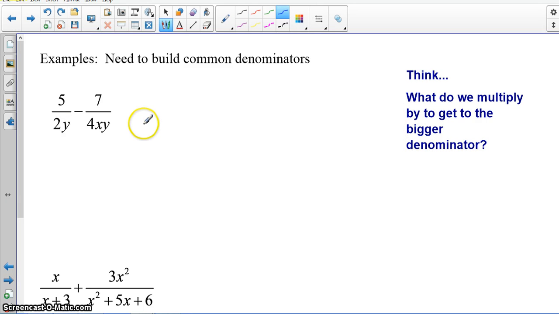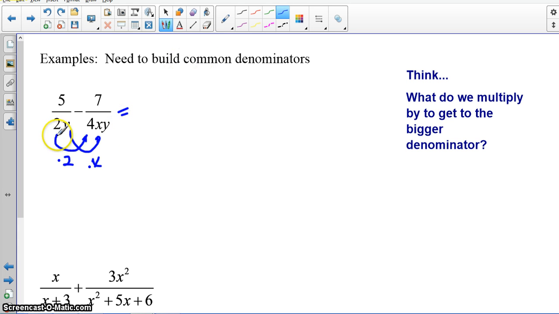So what do we multiply by to get to the bigger denominator? So 2 times 2 gives us 4. So I better times 2. And then I need to multiply by x. So I better do that to both things. So we have to rewrite this.